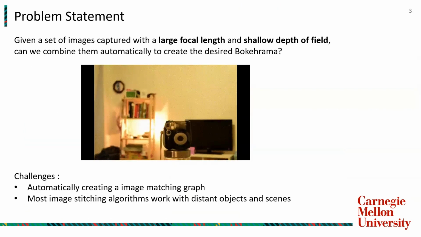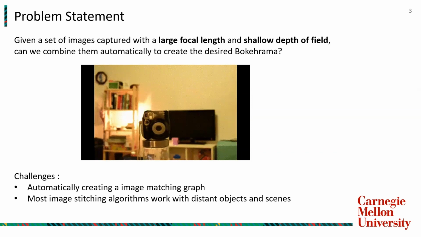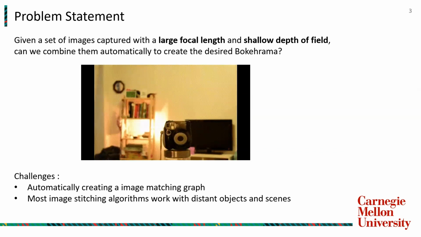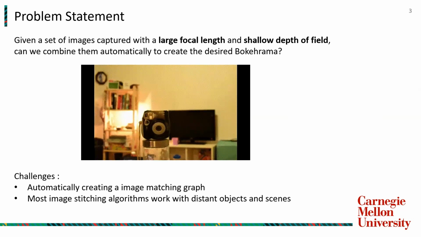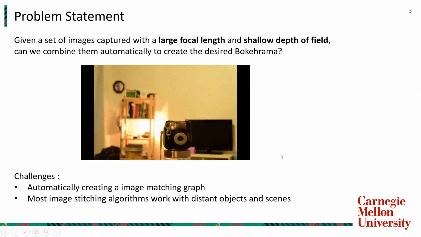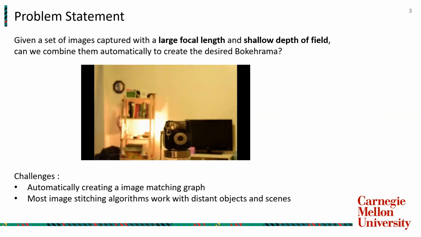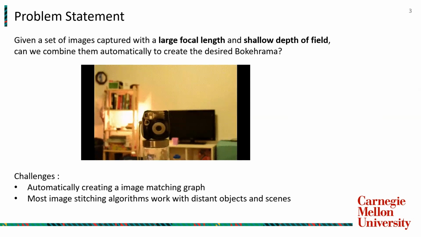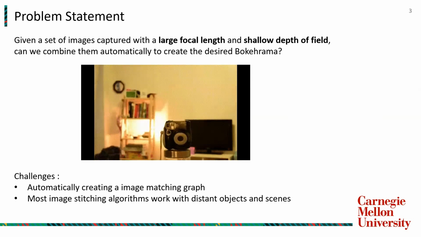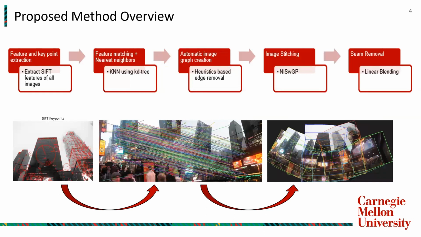Now, the problem statement is that given a set of images captured with a large focal length and a shallow depth of field, which we are doing, can we combine them automatically to create the desired Bokehrama? So these are some example captures that you can see here in the GIF. The challenges associated with this are, one, creating this image matching graph automatically. And the second thing is that most of the stitching algorithms work with distant objects or scenes, so they don't generalize well to when the object is very close to the camera, which is the case for us.